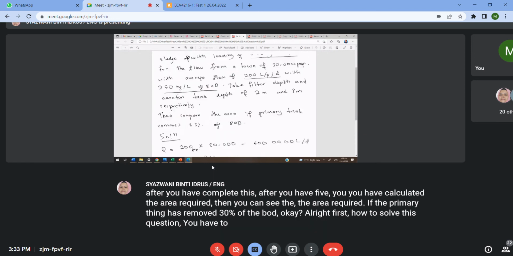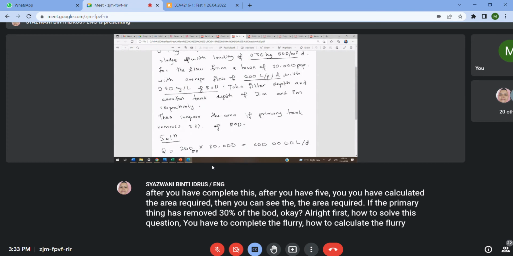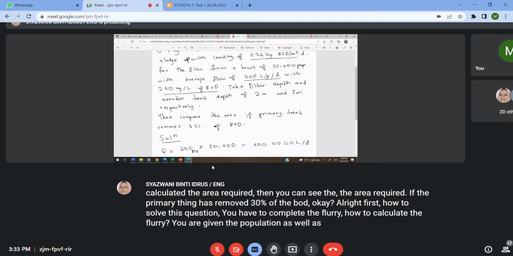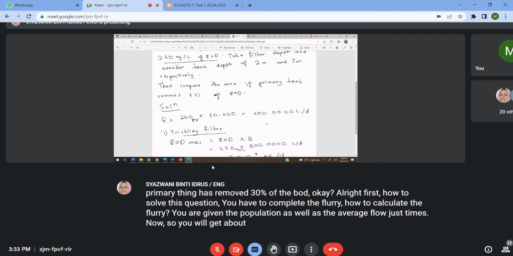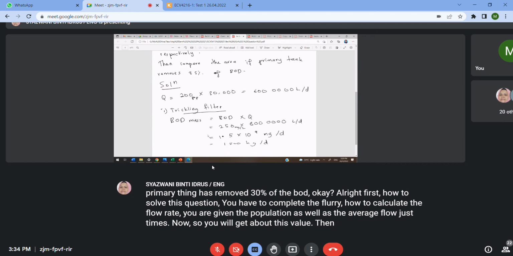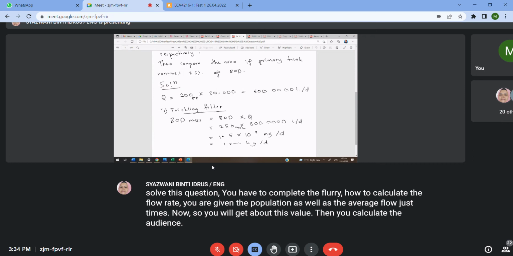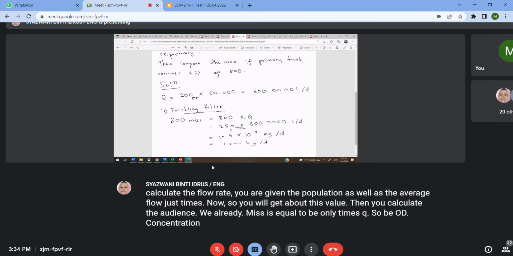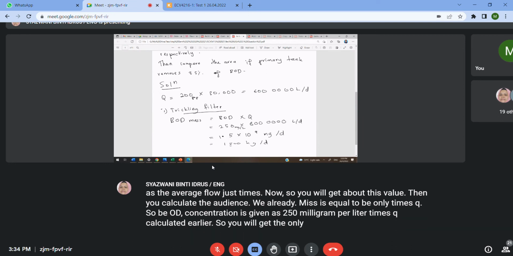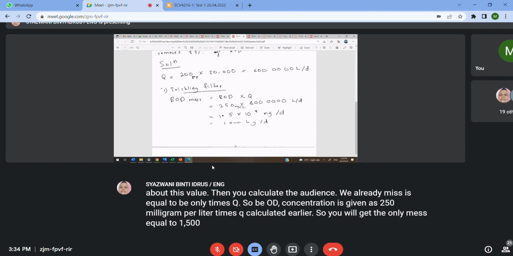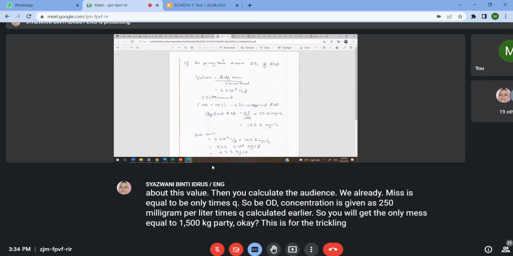You have to calculate the flow rate. How to calculate the flow rate? You are given the population as well as the average flow, just multiply. So you will get about this value. Then you calculate the BOD mass. BOD mass is equal to BOD times Q. So the BOD concentration is given as 250 milligram per liter times the Q calculated earlier. So you will get a BOD mass equal to 1,500 kg per day. Okay, this is for the trickling filters.